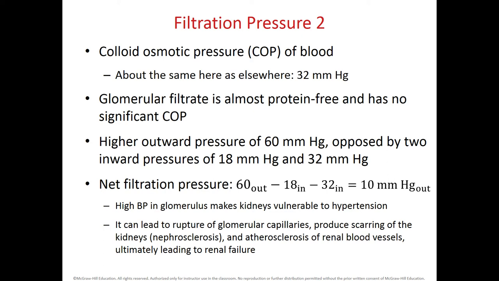And high blood pressure in the glomerulus will make the kidneys vulnerable to hypertension. And this can lead to rupture of the glomerular capillaries and produces scarring in the kidneys. This is called nephrosclerosis and atherosclerosis of renal blood vessels. And ultimately, if you have nephrosclerosis in a huge amount of tissue within the kidneys, you will end up with renal failure.